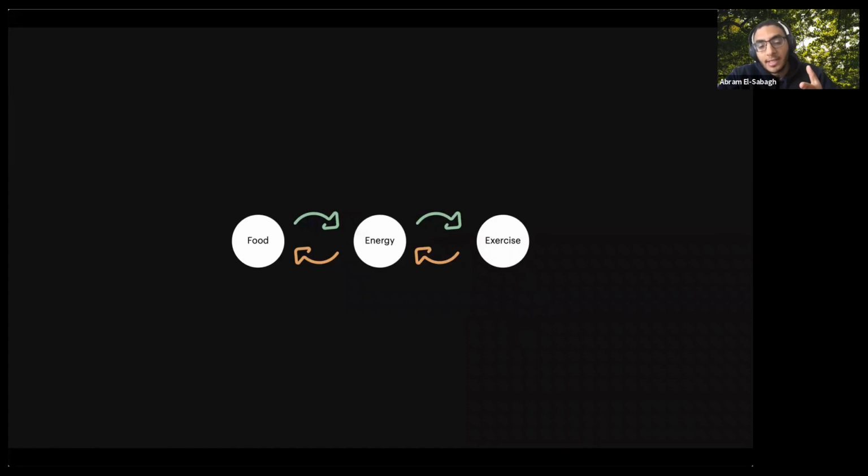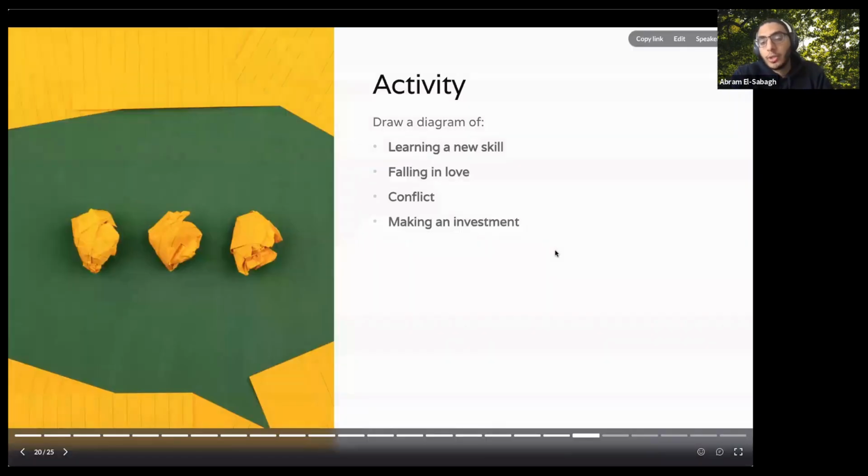And then same thing. The less energy I have, the more I want to eat. So there's a negative relationship there. Does that make sense so far? So that's the idea between stocks and flows. Any questions?